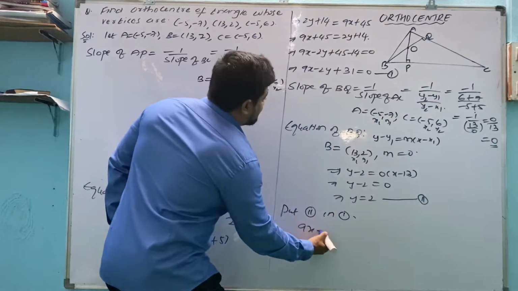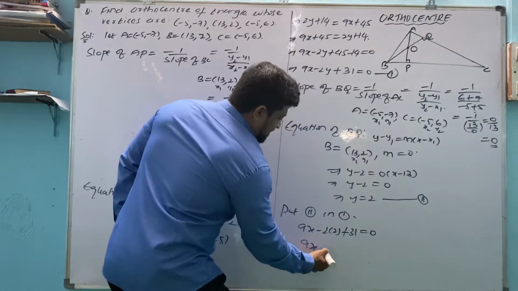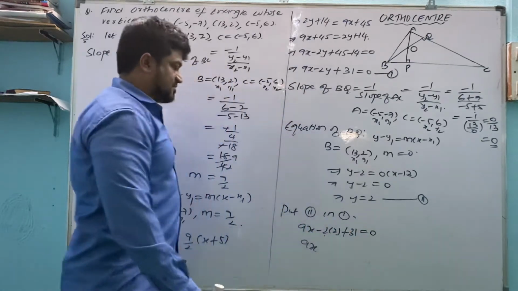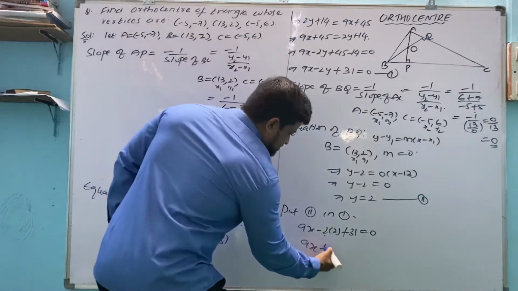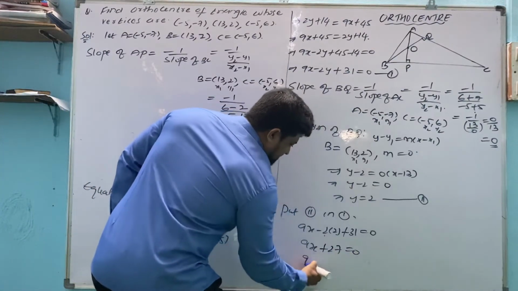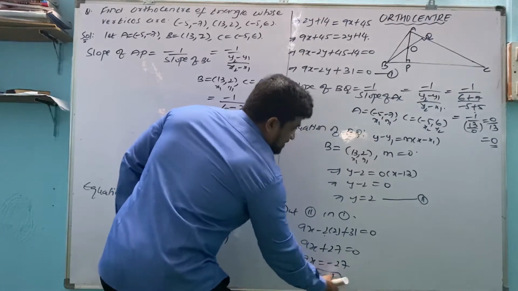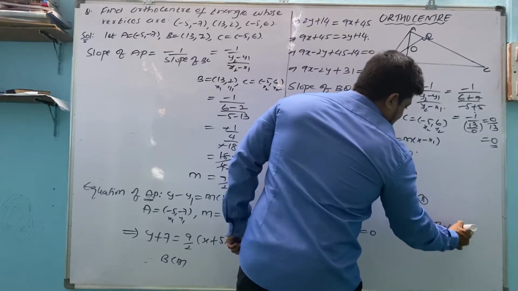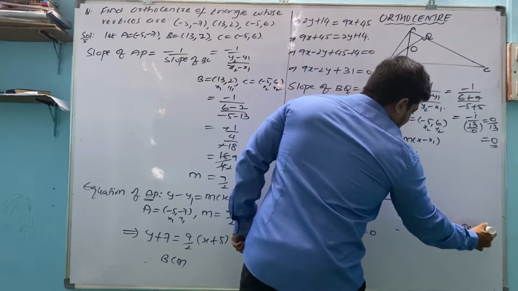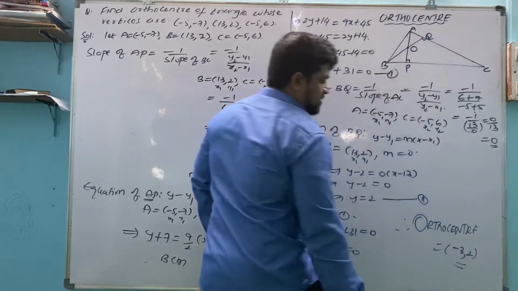So solving, or put the second equation in 1. So 9x minus 2y plus 31 equal to 0. 9x minus 4 plus 31, 27. 9x equals to minus 27, x is equals to minus 3. Therefore, the orthocenter is x comma y, that is minus 3 comma 2.